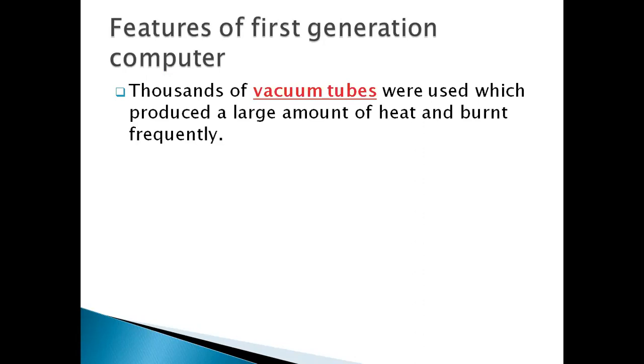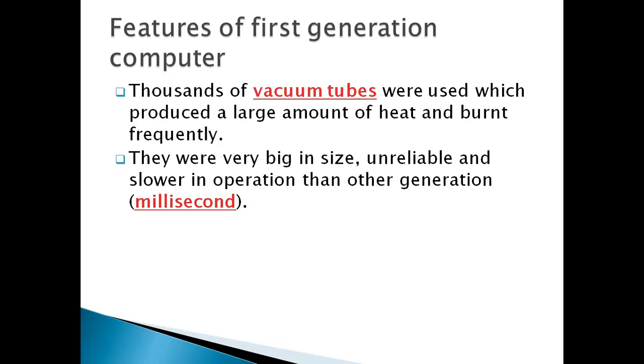For example, the size of Mark I was 13 feet wide, 50 feet long and 8 feet high. Just imagine the size. That was the first generation computer. So the more vacuum tubes were used, the more electricity was consumed and the more heat was generated. So there was a problem of heating and frequent malfunctioning of devices.